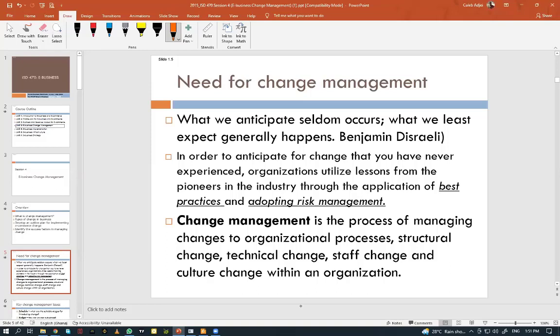So change management is the process of managing the changes to the organizational process, the way we do our things. When we introduce technology, it will change our processes. Our structure will change. Our technicalities, some of the things we do, will change. Staff will change. Some will lose their job. Some will still be available. And the culture, the way we do our things in the organization, will change. People will come to the office at 9 o'clock a.m., but will go and sign 7:15 a.m.